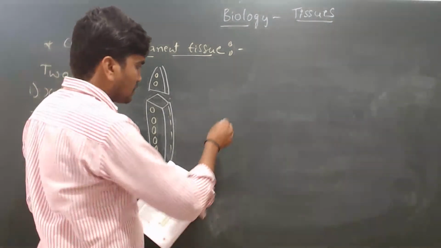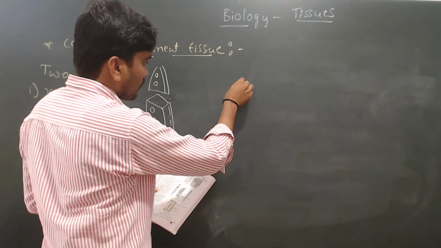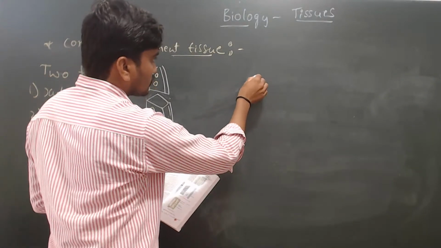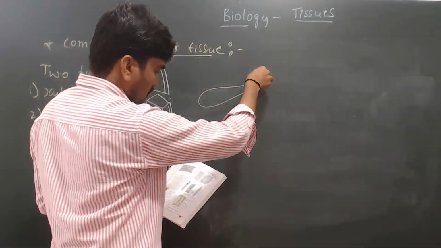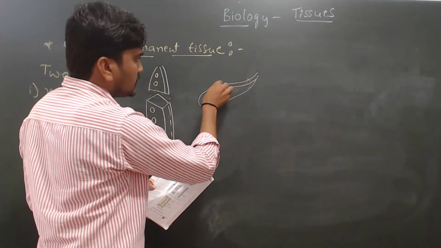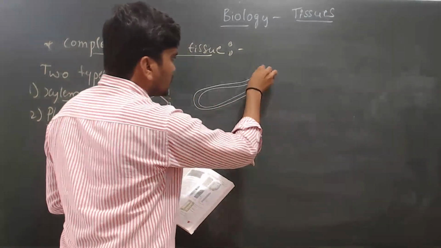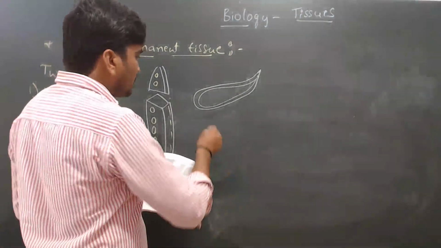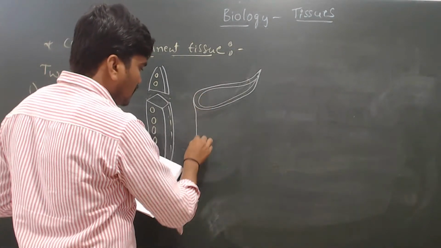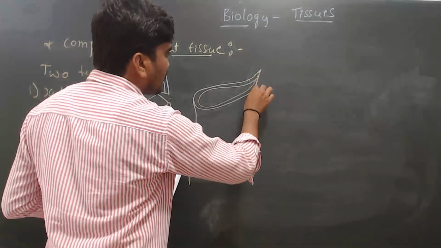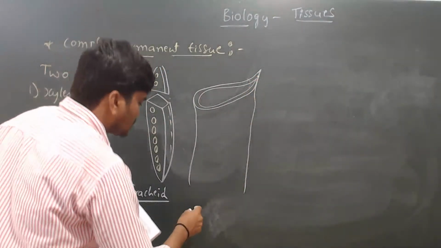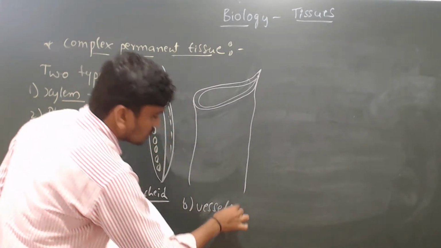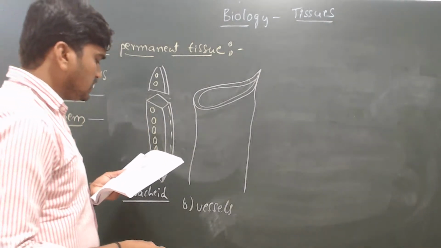Now vessels. See, this is the structure of vessels. Again, are vessels present in xylem or phloem? These vessels are also present in xylem. Xylem is known as water conducting tissue. This is the structure of vessels.